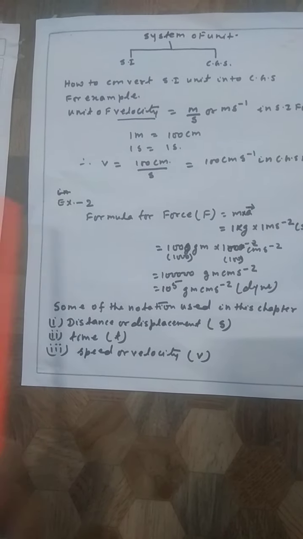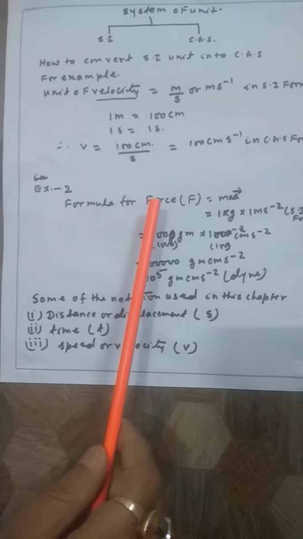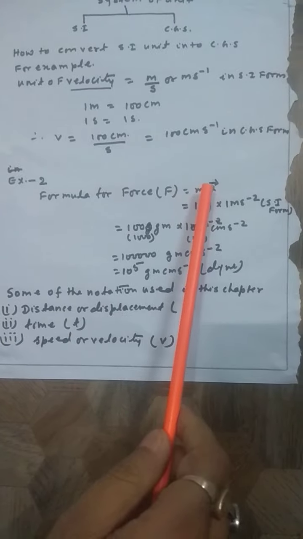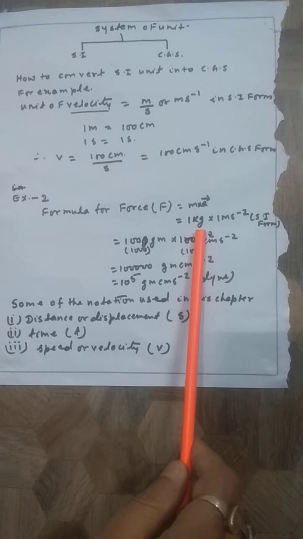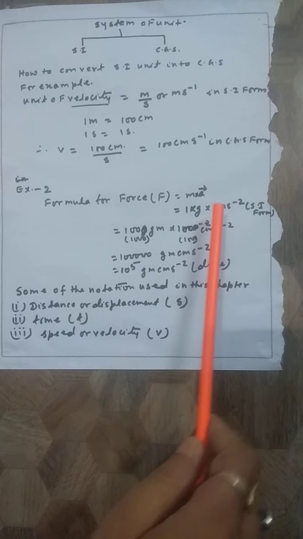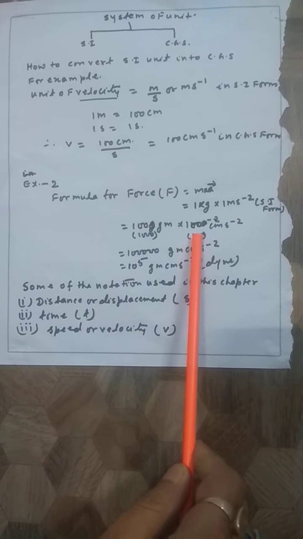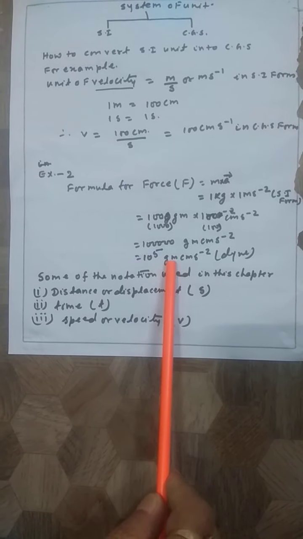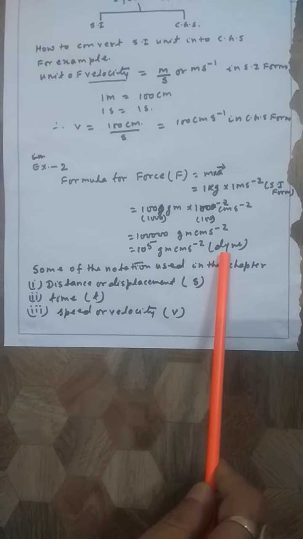Now come to another example that is related to force. In your previous class you have perhaps seen the formula for force. Force is equal to mass into acceleration. All of you know that SI unit of mass is 1 kg, SI unit of acceleration is 1 meter per second square. In 1 kg there is 1000 gram and in 1 meter there is 100 centimeter. So it will become 10 to the power 5 gram centimeter per second square. That is also known as dyne.